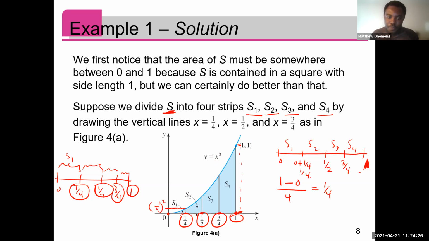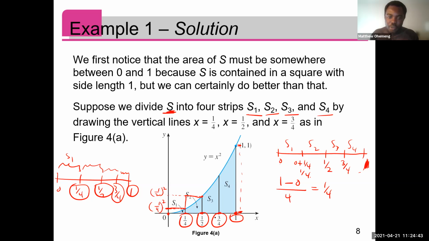Now, what about the next interval? For the next strip, the right endpoint is 1/2. So we use the 1/2 to figure out the height. That's what we use to estimate the height. So we get a rectangle like so, right? And that point here will be 1/2 squared, right? So that'll be the height for the second strip.